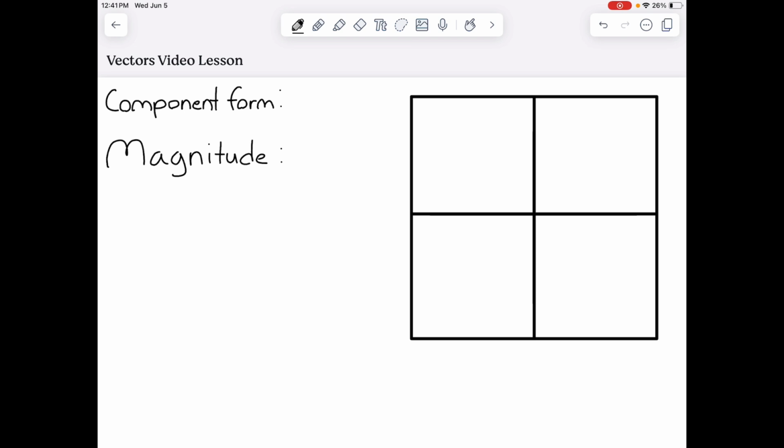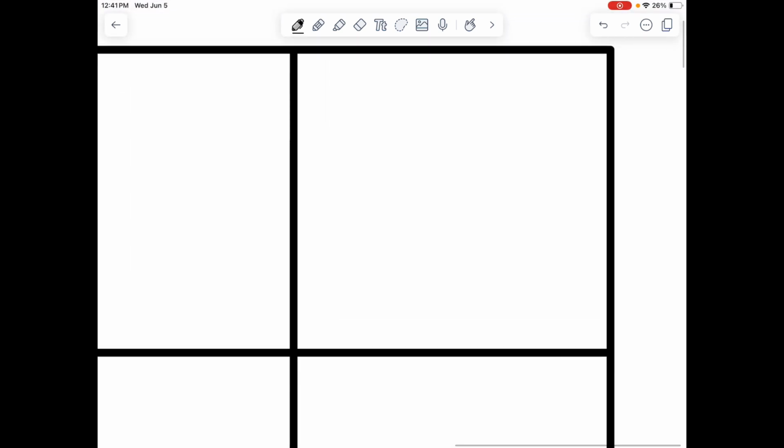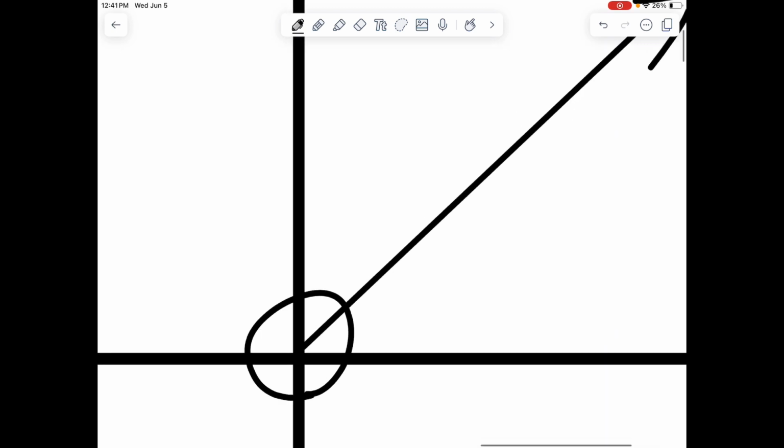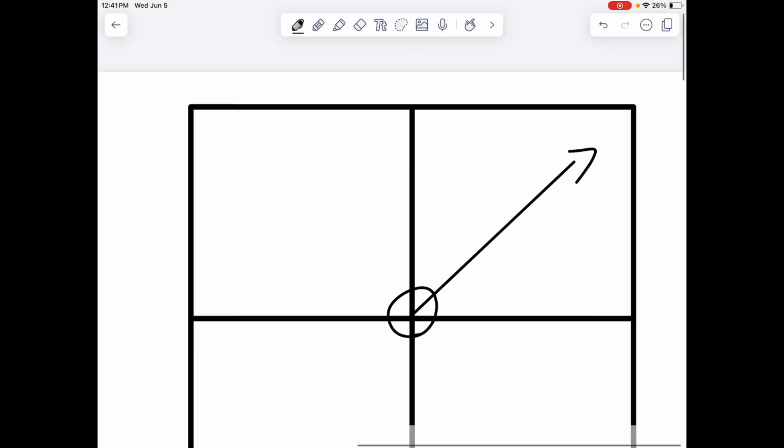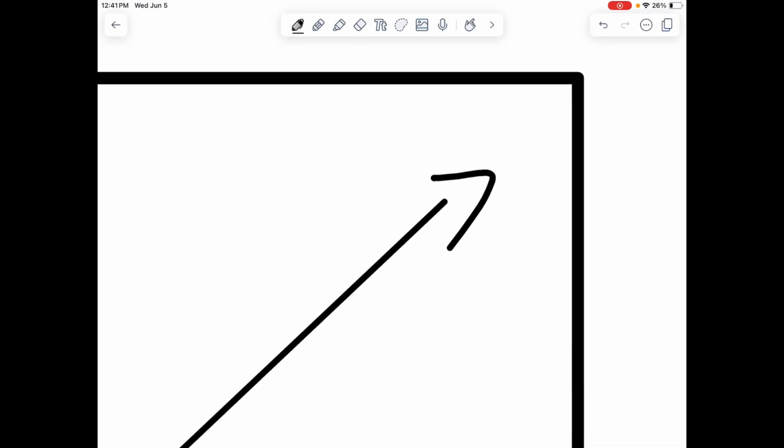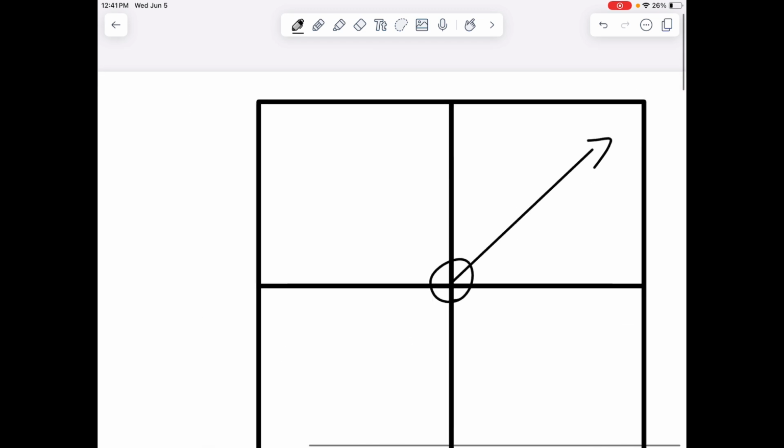The first thing to know about vectors is that if they're starting right here, at the origin, then that means they are in the standard position. Now, if you look at the tip of this vector, which is where this arrow is, you can see that it's given by the component form, and I'll show you this right now.